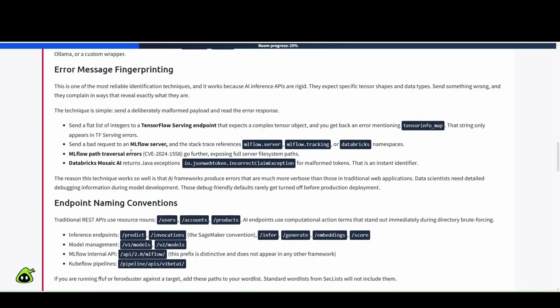Send a bad request to an MLflow server, and the stack trace references mlflow.server, mlflow.tracking, or Databricks namespaces. MLflow path traversal errors, CVE-2024-1558, go further, exposing full server file system paths. Databricks Mosaic AI returns Java exceptions, io.jsonwebtoken.IncorrectClaimException, for malformed tokens. That is an instant identifier. So there are some interesting things to look at here by looking at the error messages.